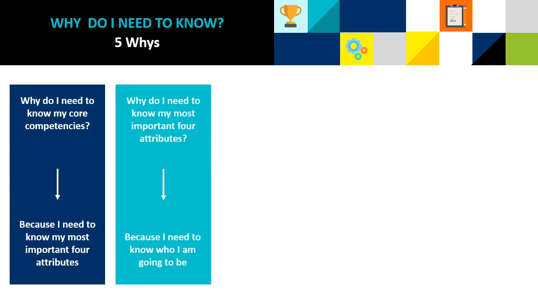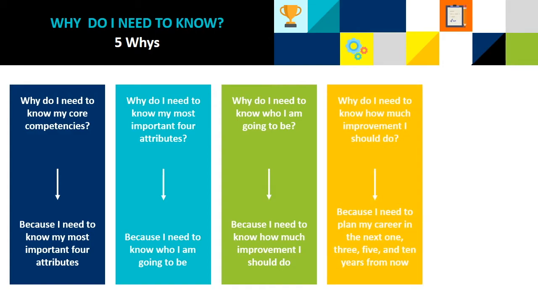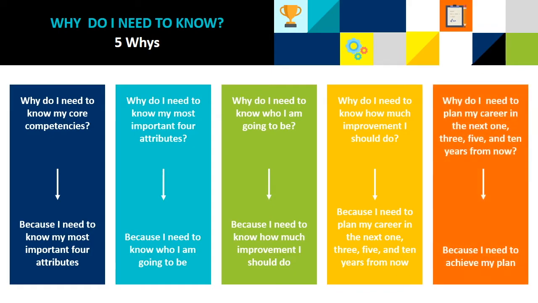Why do I need to know my most important 4 attributes? It is because I need to know who I'm going to be. Why do I need to know who I'm going to be? It is because I need to know how much improvement I should do. Why do I need to know how much improvement I should do? It is because I need to plan my career in the next 1, 3, 5, and 10 years from now. And why do I need to plan my career in the next 1, 3, 5, and 10 years from now? It is because I need to achieve my plan.